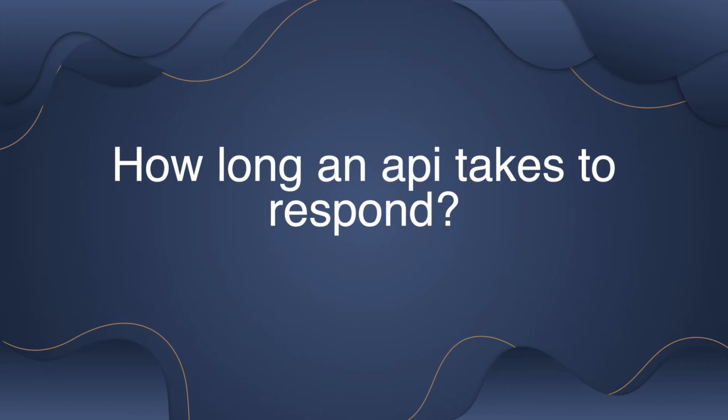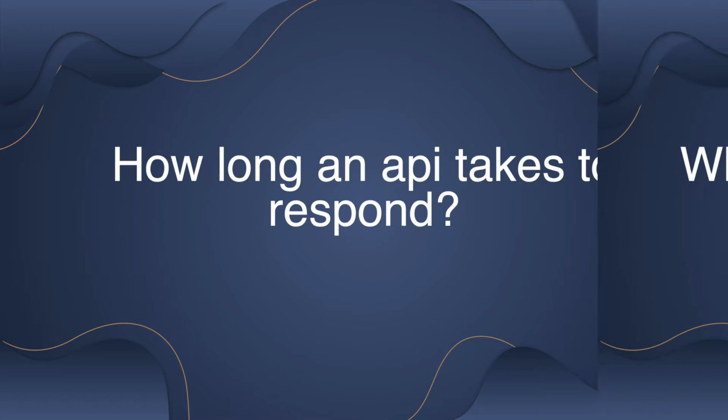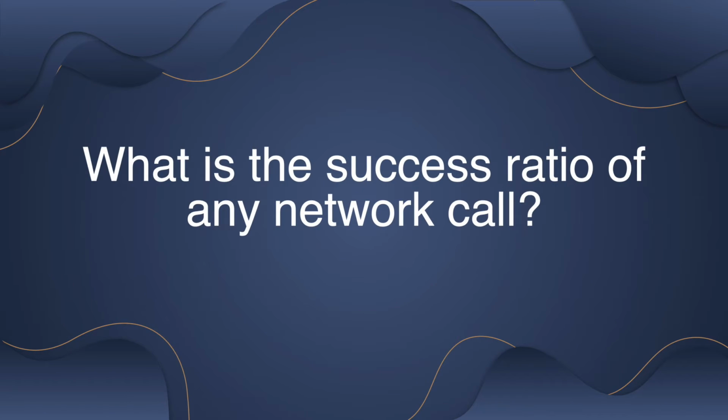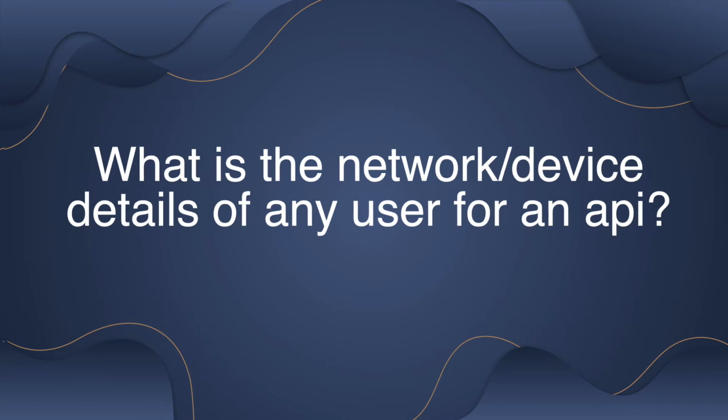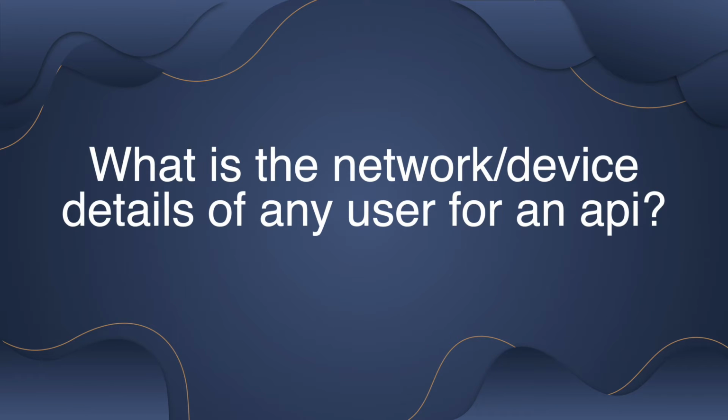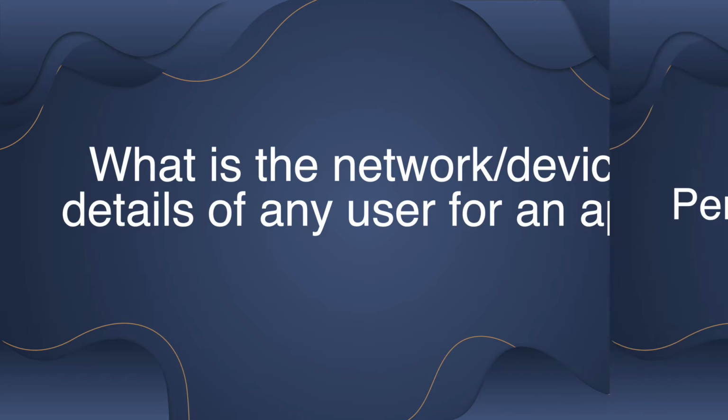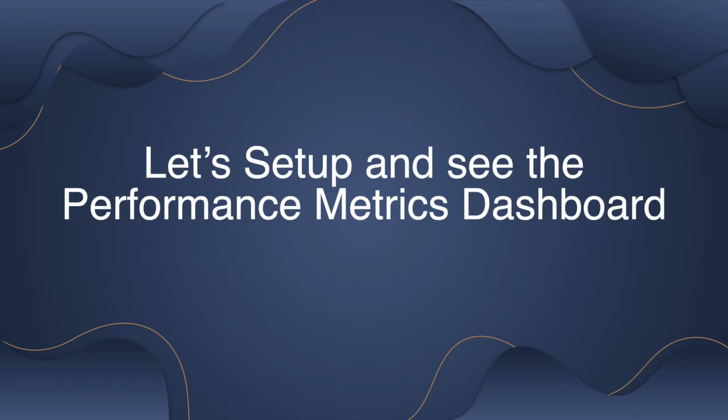We have also learned the different metrics, or the different questions, we need to resolve through network performance optimization. How long does an API take to respond? What is the success ratio of any network call? What are the network or device details of any user for an API? Now we need to resolve all these criteria to improve the network performance. But before that, let's set up and see the performance metrics in the dashboard.